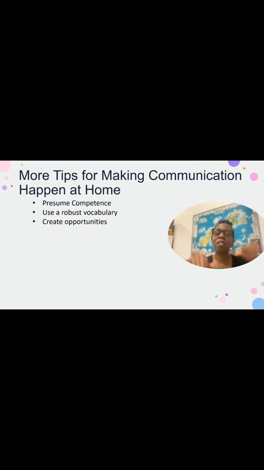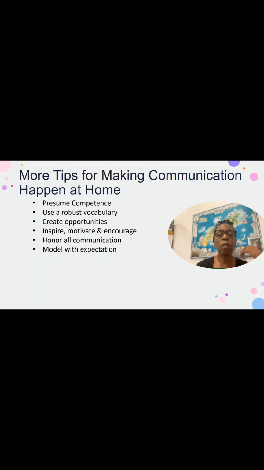Use wait time. If you ask a question or you say something, wait for them to respond. Even if they're not responding verbally, it might be for them to just look at you to acknowledge that you are trying to connect with them. Model up. If your child is using one word, add another word. If they said cookie, say more cookie, cookie please, mommy cookie. Something along those lines. That's what model up means.